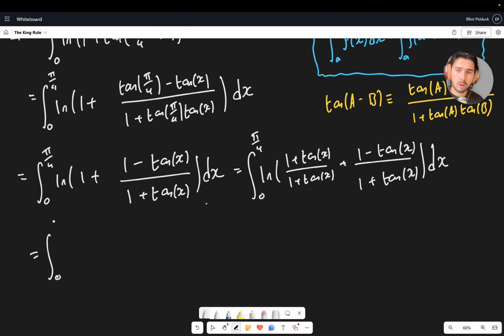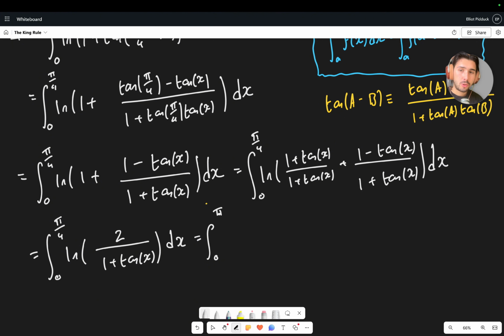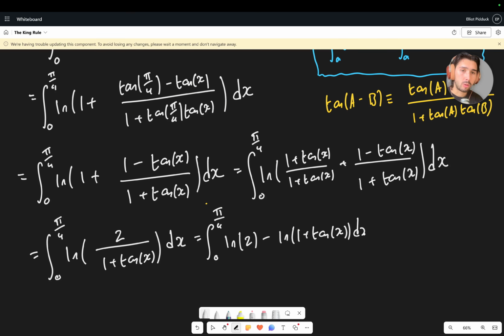So we've got the integral from 0 to pi over 4 of the natural log of, and if we combine these because they have the same denominator, we've got 1 plus tan x plus 1 minus tan x, all divided by 1 plus tan x. So that's 1 plus 1 is 2, and the tan x's cancel out on the numerator. So it's just 2 over 1 plus tan x. You're going to see how this all comes into place right now. Using a rule of logarithms, I can rewrite this as the natural log of 2 minus the natural log of 1 plus tan x. Remember, that's just a rule of logarithms.